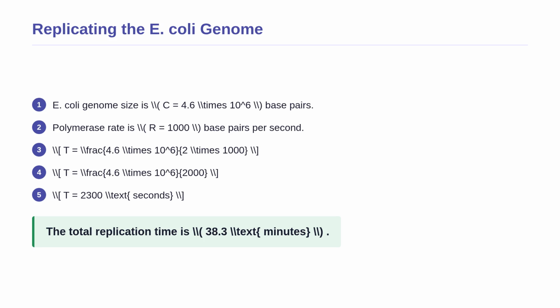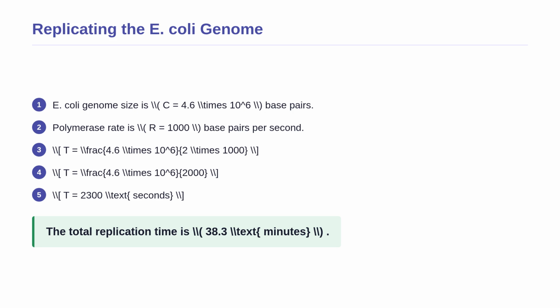Before we move on to more complex organisms, let us see this formula in action with a concrete example. We're looking at the bacterium E. coli, which has a genome size of 4.6 million base pairs. Its DNA polymerase operates at a remarkable rate of 1,000 base pairs per second. We are asked to find the total replication time. We choose our circular replication formula because E. coli has a single circular chromosome.